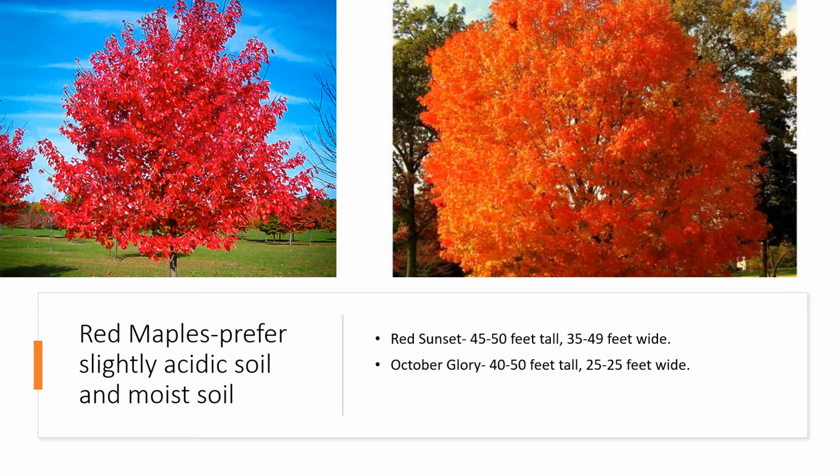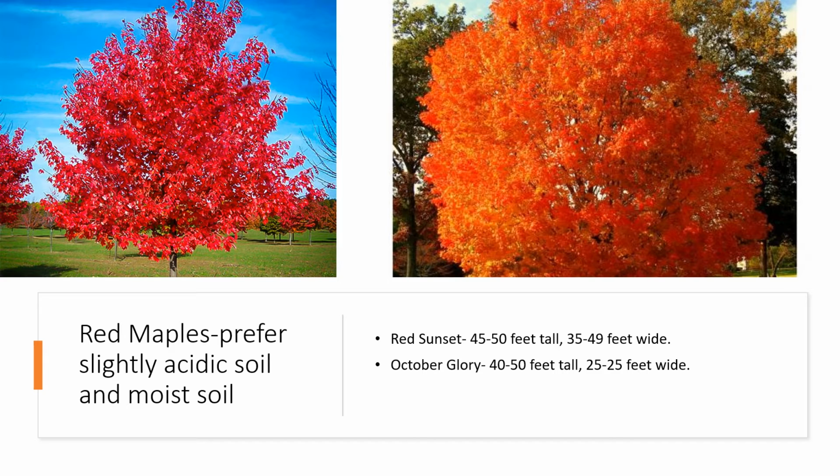But there on the top left, that's Red Sunset. It's a really late coloring maple, but it's a beautiful solid red color. It will color that color every year. It is selected to be that. It was selected because of that color. It grows about 45 to 50 feet tall, and about 35 to 49 feet wide.